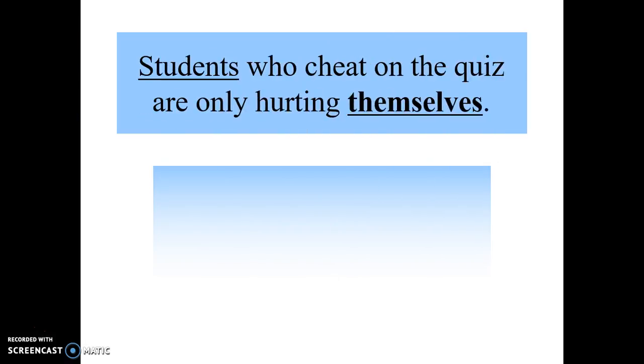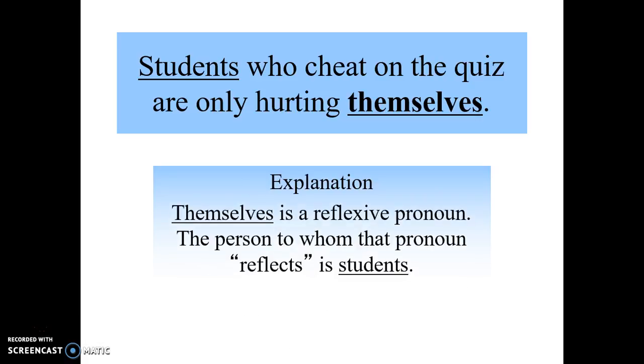Now there are 2 rules. Oh, and then: students who cheat on the quiz are only hurting themselves. This is the example I would like you to write. Themselves reflects students. And it is necessary for the sentence, because if you simply said, students who cheat on the quiz are only hurting, well, it doesn't make sense. Themselves is needed for the sentence to make sense. See, there you go. That's what I just said. But you just have to write the example down.